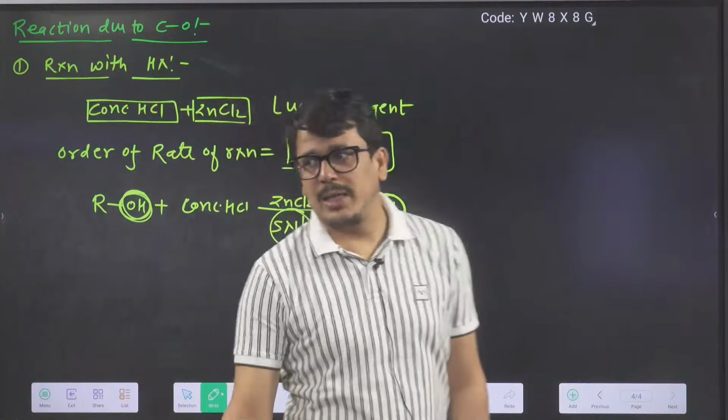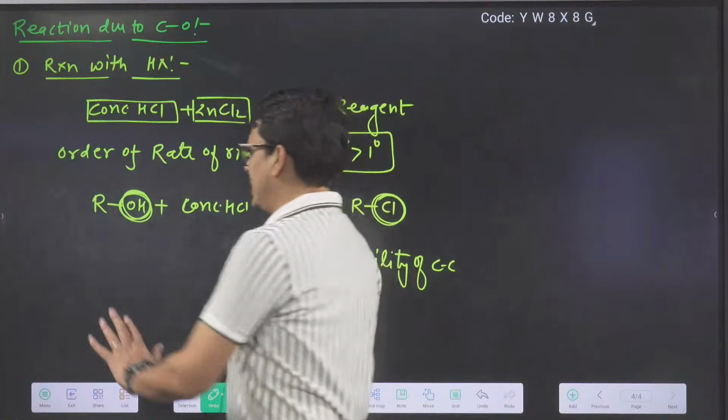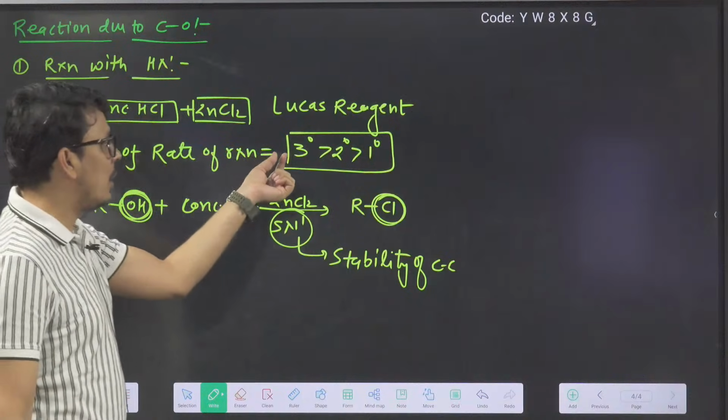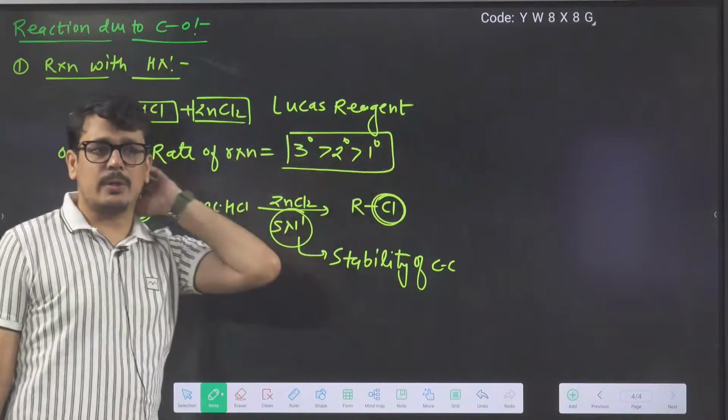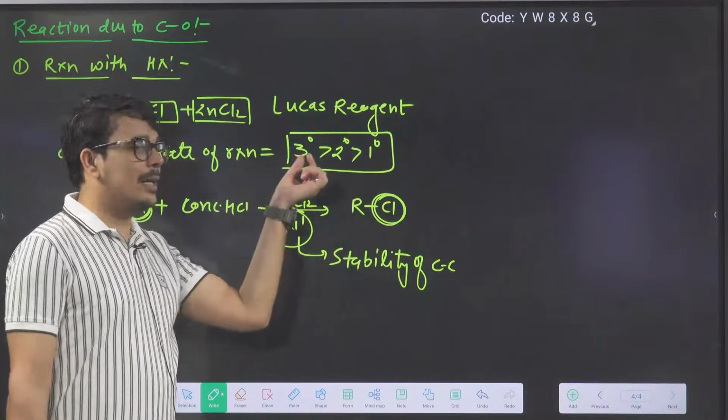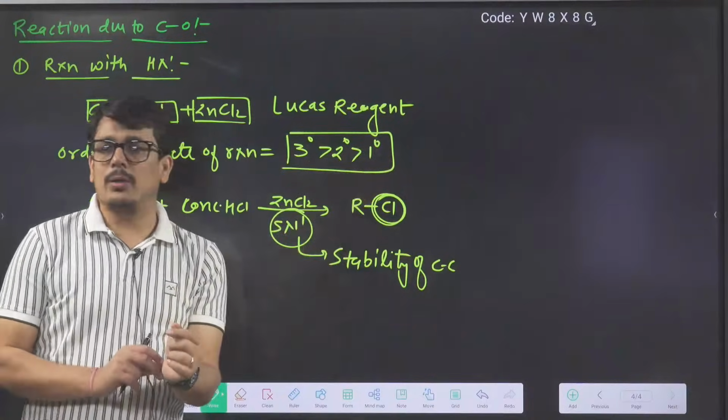So in this reaction I can summarize simply that when the reaction is going on with alcohol, then 3 degree, 2 degree and 1 degree alcohols are possible. So which alcohol reacts first? 3 degree, then 2 degree, and then 1 degree.